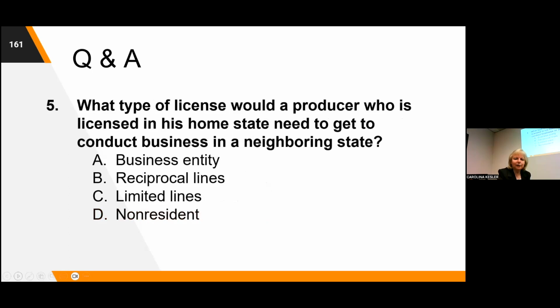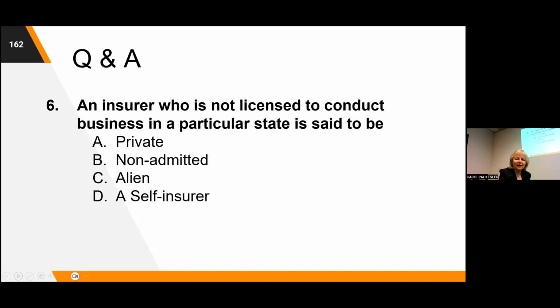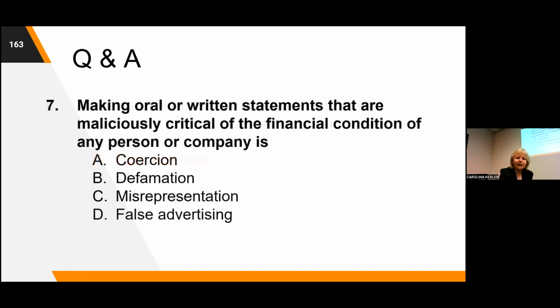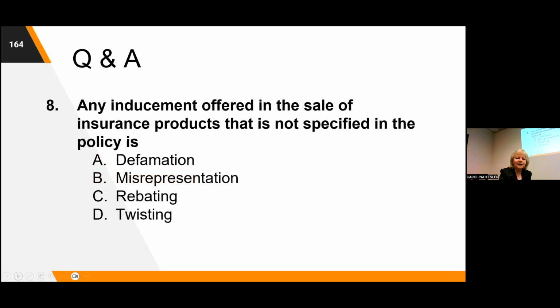What type of license would a producer who is licensed in his home state need to get to conduct business in a neighboring state? Yes. An insurer who is not licensed to conduct business in a particular state is said to be non-admitted. Making oral or written statements that are maliciously critical of the financial condition of any person or company is defamation. Any inducement offered in the sale of insurance products that is not specified in a policy is called what? Rebating. Oh, you seemed a little iffy on that.